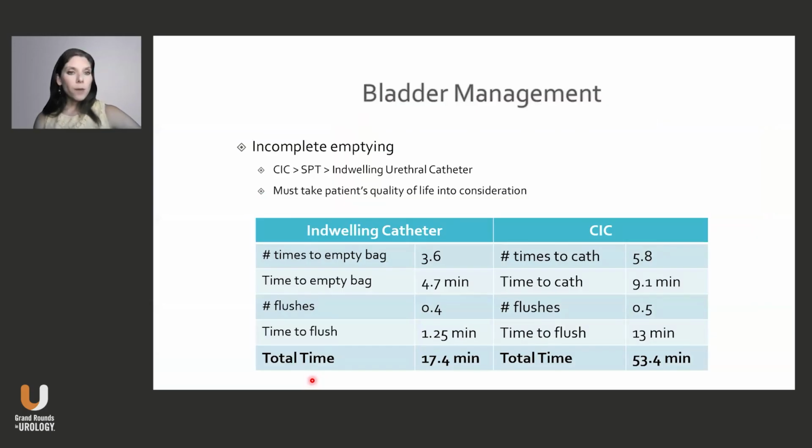For bladder management, for our patients who have incomplete emptying, our guidelines do make a point of stating that intermittent catheterization is preferred over indwelling catheterization. And if someone is to have an indwelling catheter, suprapubic catheter is preferred over indwelling urethral catheter. But I do think it's important to take that patient's quality of life into consideration.